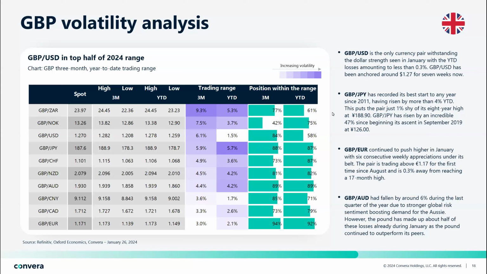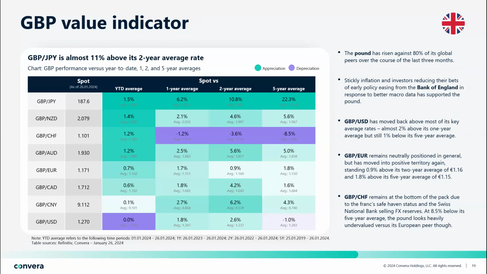On this next slide, again, we're looking at the value indicator analysis, so we can see where sterling crosses are relative to long-term averages. For example, we can see that sterling dollar is currently still above its 1 and 2 year average rates, so could be seen as a good opportunity for any organizations that have exposure to the US dollar and needing to buy US dollars.